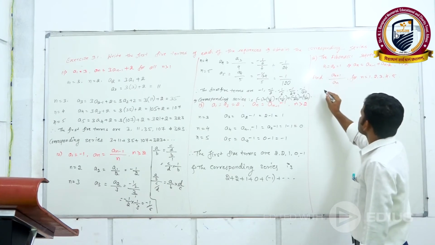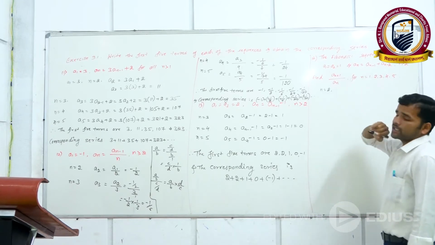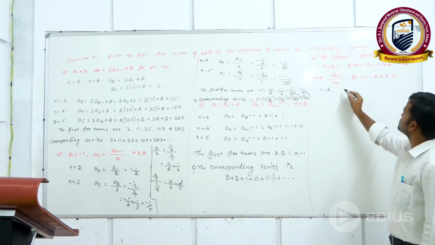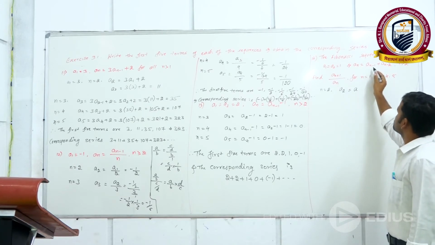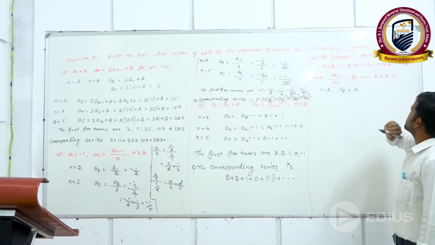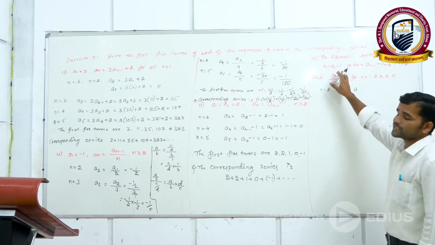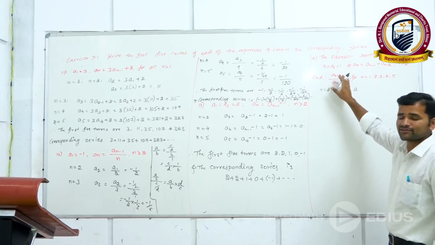First term and second term is already given to us. Substituting n is equal to 2 in the given general expression, that is a2 is equal to... A2 value is also directly given to us.